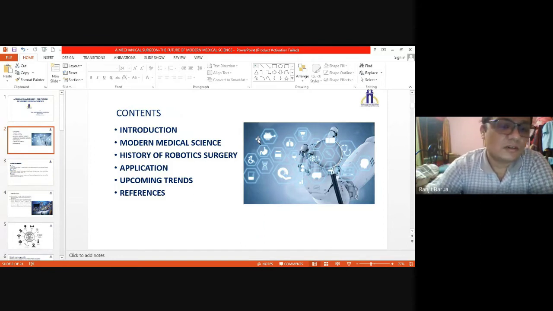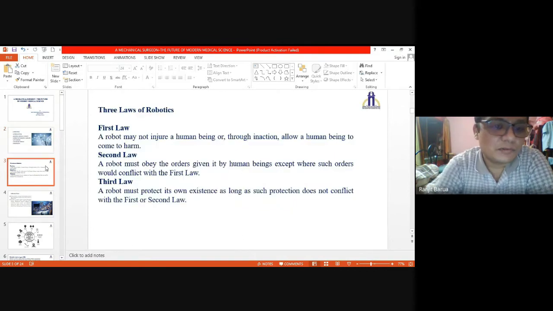Okay. Now, before going to the introduction, we have to know about the three laws of robotics. The first law of robotics is very important for those of us who come from a basic engineering background into the medical, that means the interdisciplinary biomedical sector. So we have to know the basic laws of robotics.